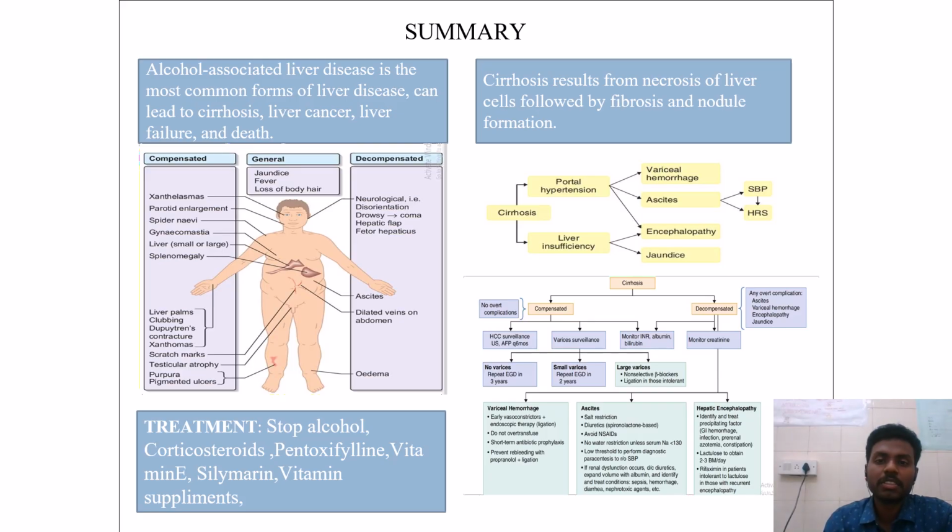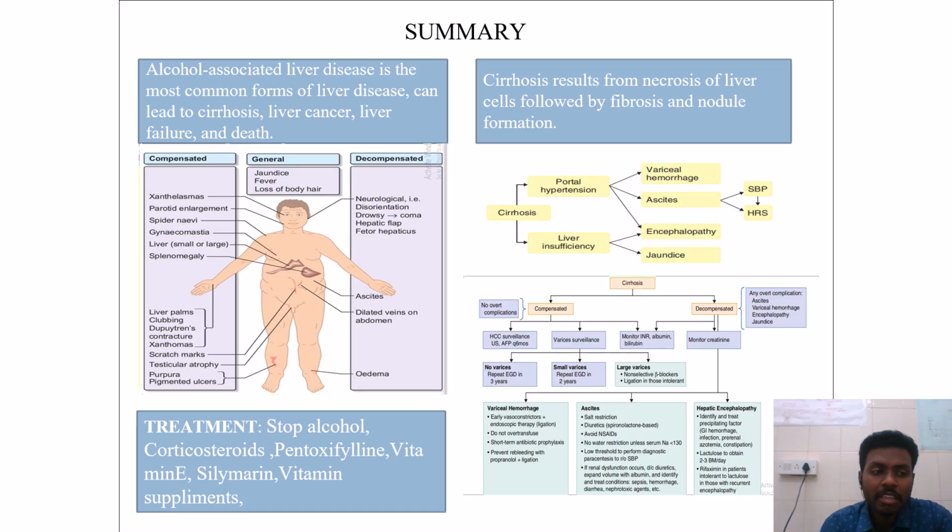So cirrhosis is a dangerous form of alcoholic liver disease. It results from necrosis of the liver cells followed by fibrosis and nodule formation. The complications are variceal hemorrhage, ascites, encephalopathy, and jaundice. So treatment is surveillance in case of asymptomatic cases, and treating with medications and surgical procedures in case of decompensated liver disease.